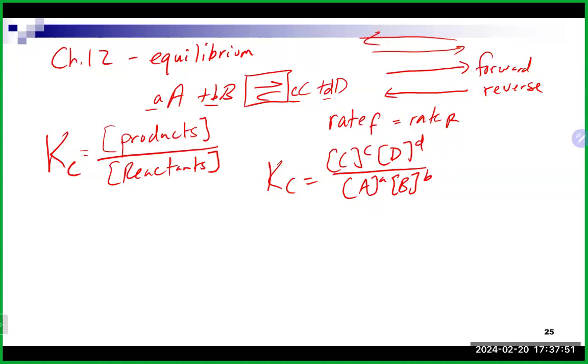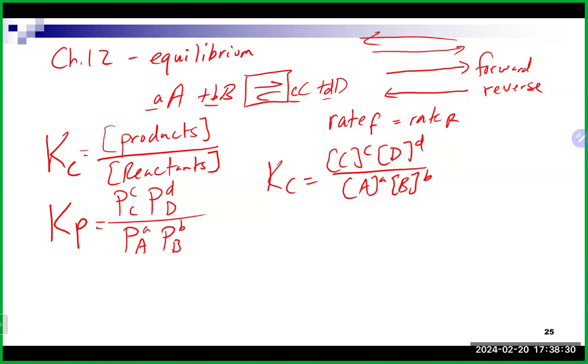If we have some type of pressures or gases involved, we could also write what is sometimes referred to as the Kp value, which is done the same way. It's the partial pressures of our products divided by the partial pressures of our reactants. In most cases, the value of Kc and the value of Kp are usually not numerically the same, but it can actually happen that they are, though usually they're not.